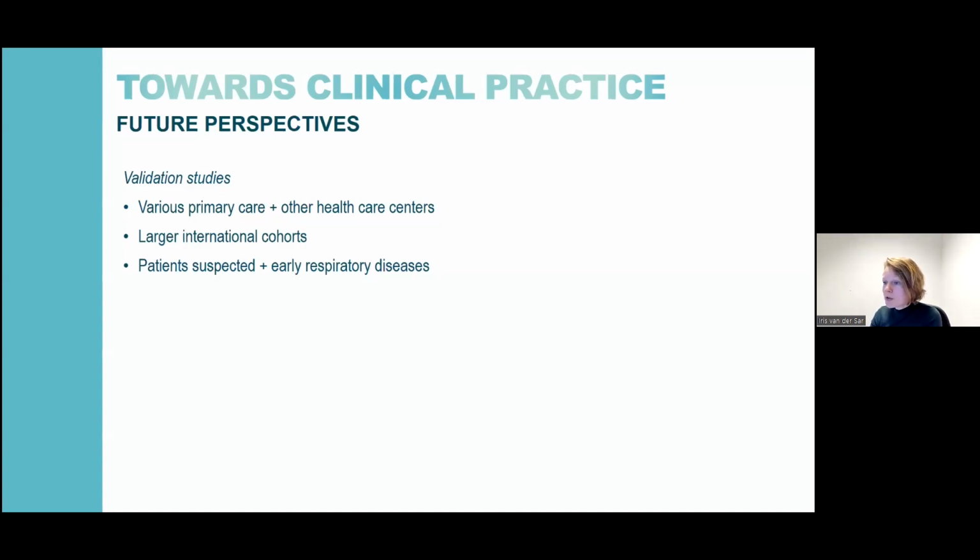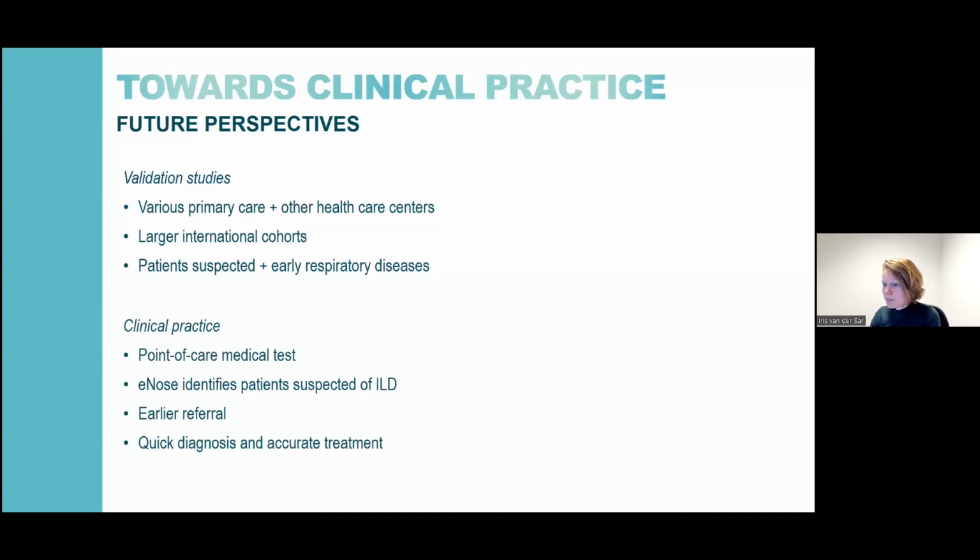And for screening purposes, of course, we need patients that are suspected or have early stage of respiratory disease. And that will hopefully lead us to a point of care medical test that can identify patients that are suspected of ILD, or maybe give more confidence to the multidisciplinary team to set a diagnosis. We hope that it enables earlier referral, quick diagnostic trajectory without delay for the patient, and accurate treatment.